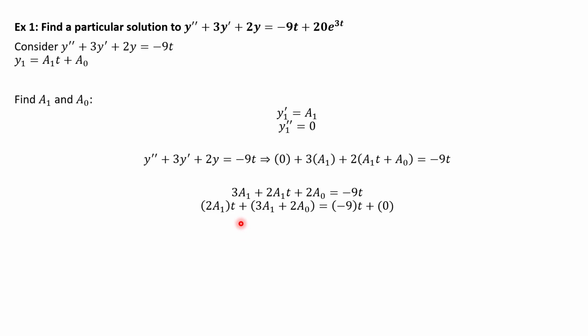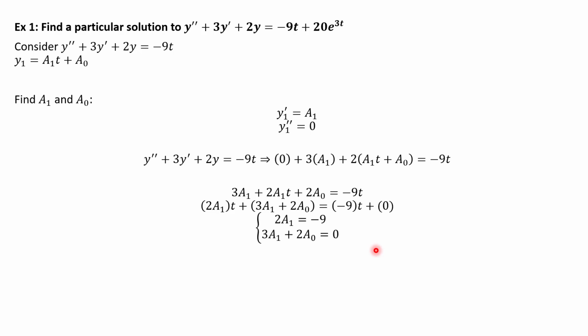So notice what we have here. If we just rearrange and group, let's start with the right side. On the right side, we have a coefficient on t, and then nothing else, so we could say +0. On the left side, the coefficient on t is 2a1. 2a1 times t is going to match up with -9t. And then all the other terms, 3a1 plus 2a0, have to equal 0 because there's no other term over here.